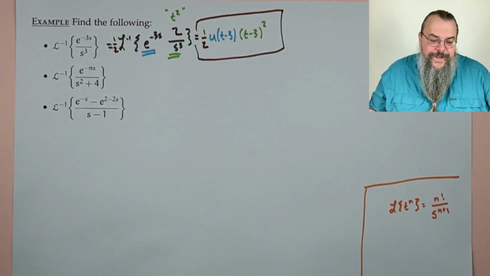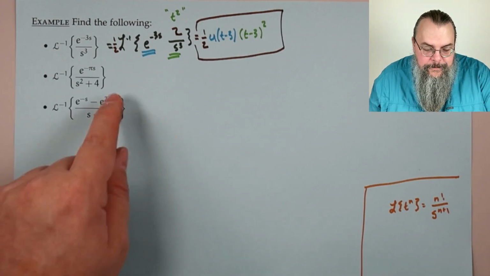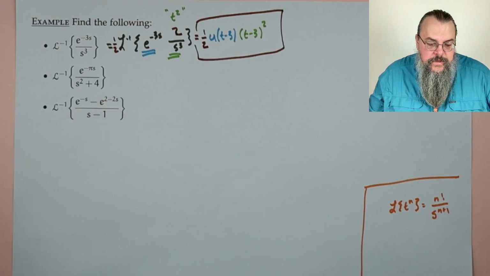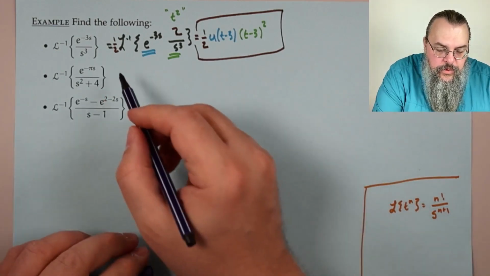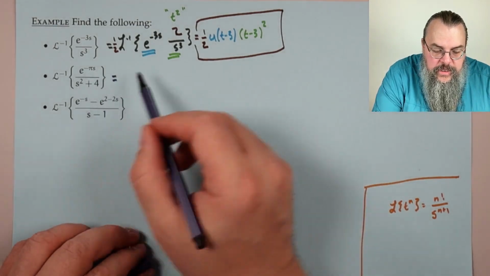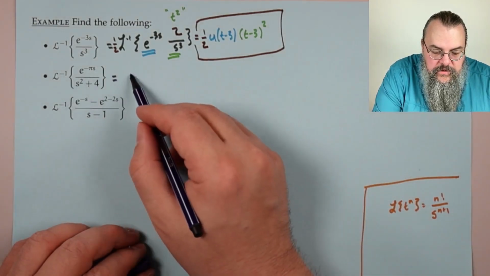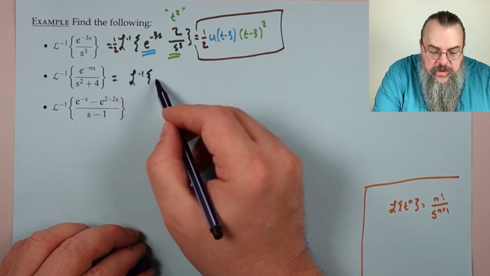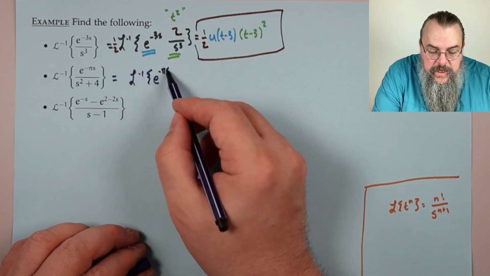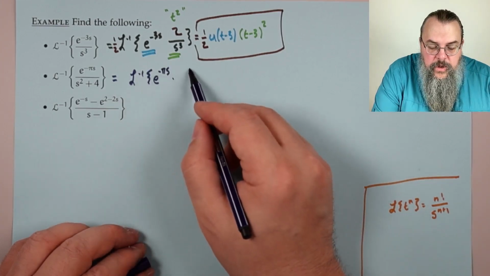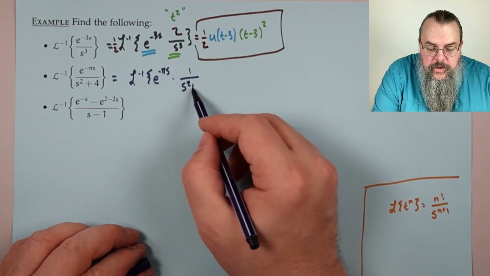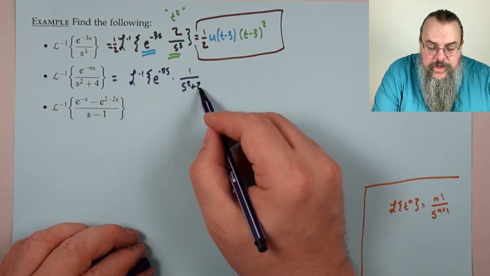Okay, let's do more. Well, what do we have here? Well, again, let's pull out the exponential part. So we have inverse Laplace, e to the minus pi s, and 1 over s squared plus 4, and 4 we'll write as 2 squared.